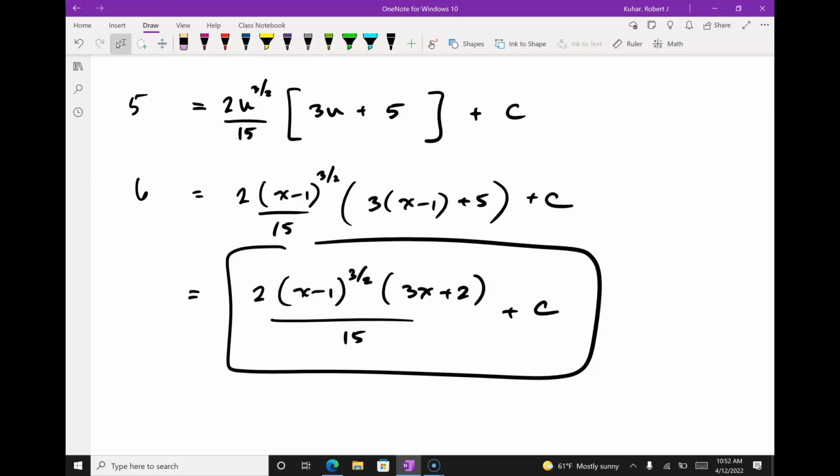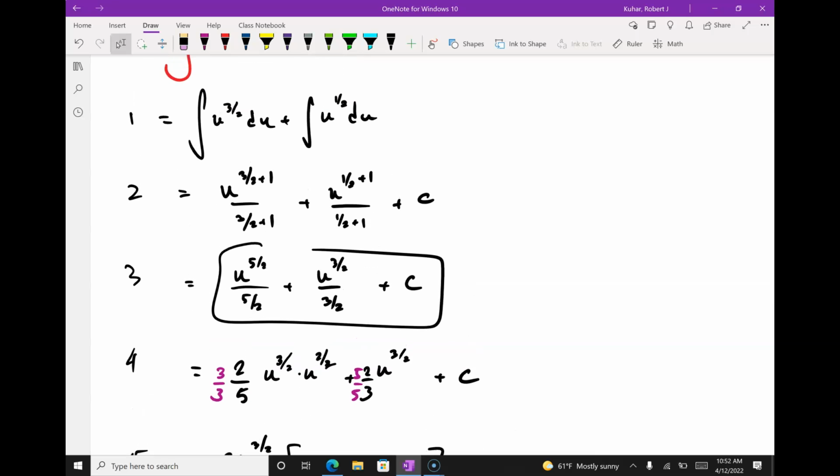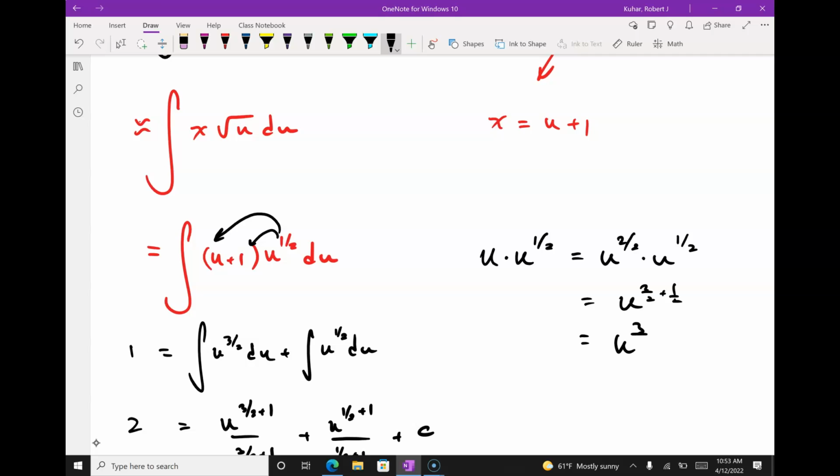Yes. Even before that? Yep, I'm distributing my u to the 1/2, right? So u times u to the 1/2 is u to the 2/2 times u to the 1/2, which is u to the 2 halves plus 1 half, u to the 3 halves.